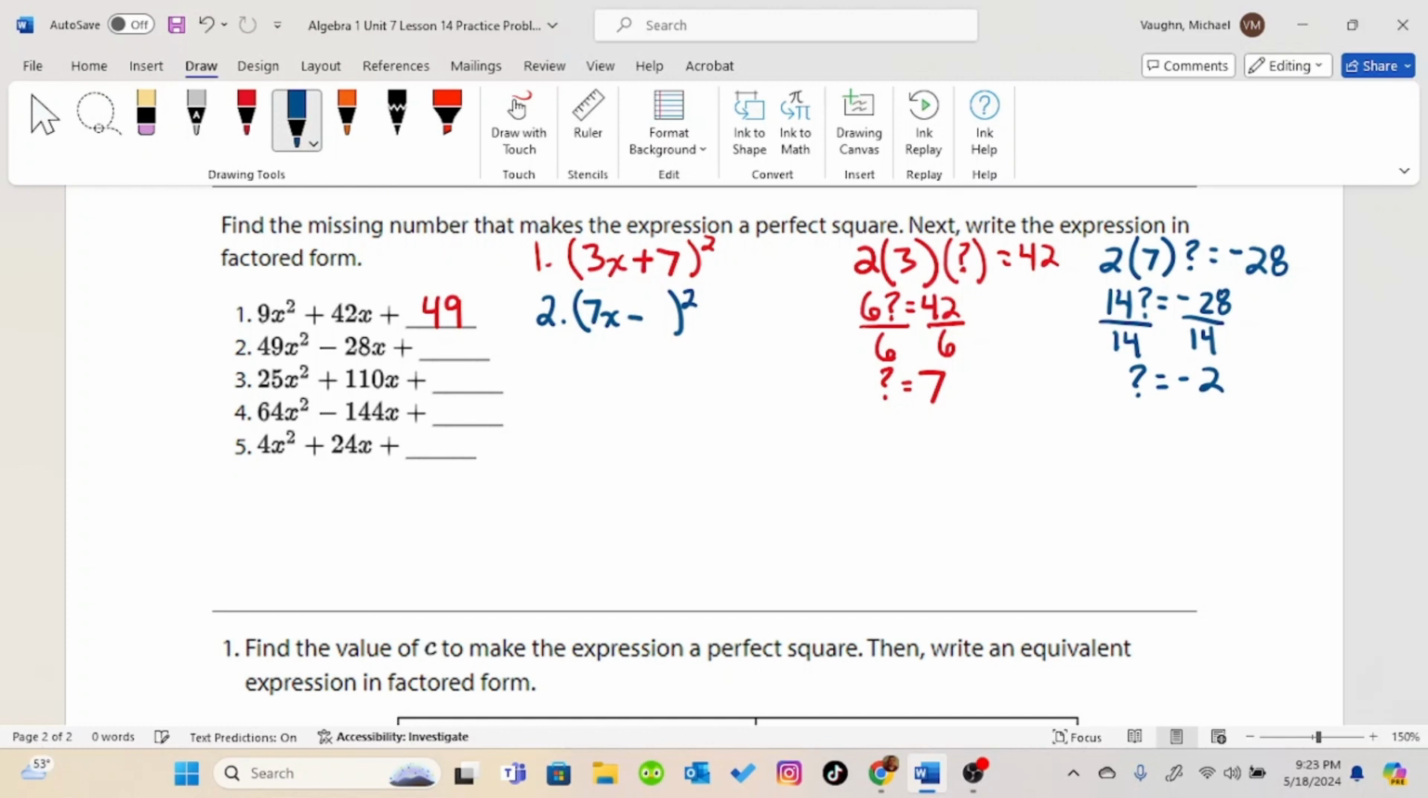So I'm going to put the negative 2 in my factored form. And I know that negative 2 squared is positive 4. So my missing number is positive 4.